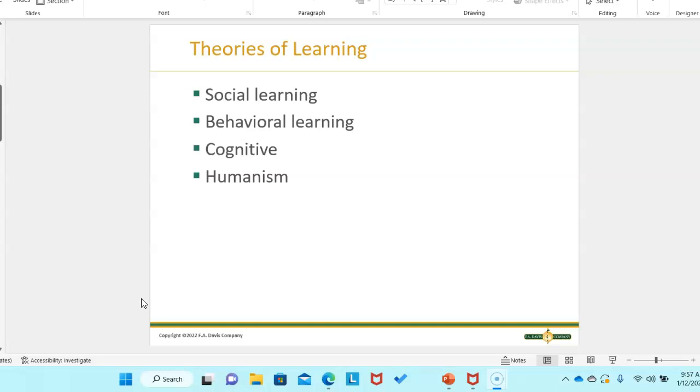Behavioral learning is characterized by explicit identification of information to be taught and immediate reward for correct responses. It has its roots in psychology and the belief that the environment influences behavior and, in fact, is the essential factor in determining human action.